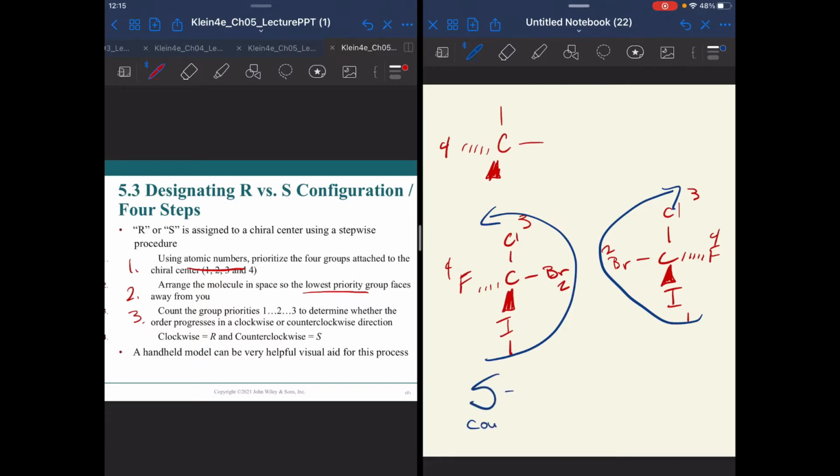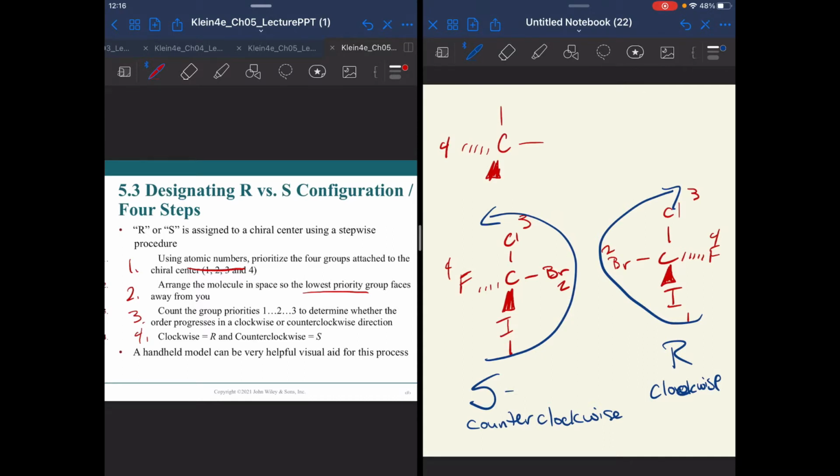S goes with counterclockwise. R would go with clockwise. So it allows us to give an indication of the exact determination, and that's your fourth rule over there. All right, so you are going to prioritize based on atomic number.